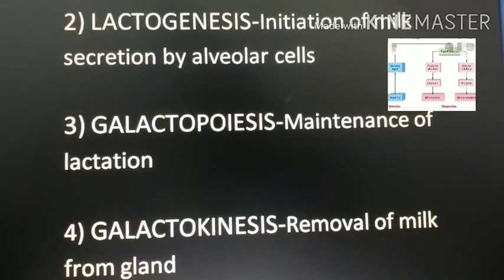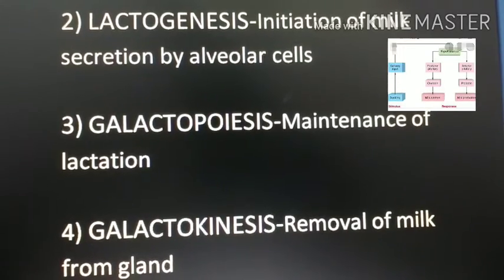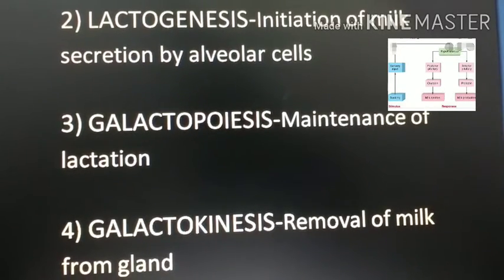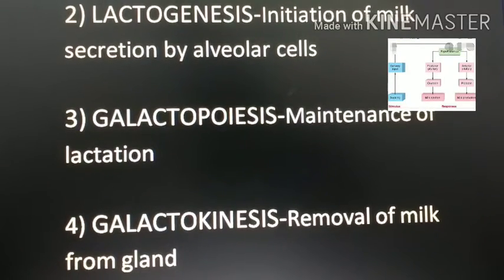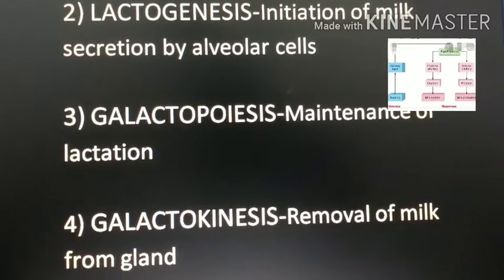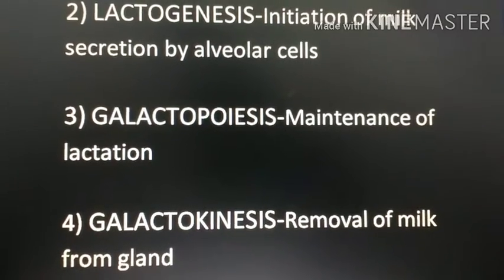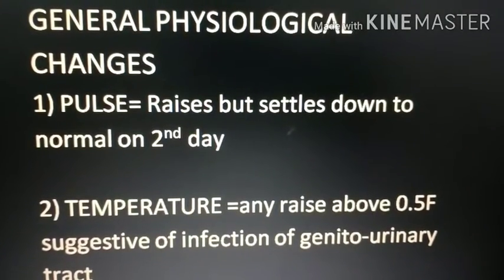That is initiation of milk secretion by the alveolar cells. Third is galactopoiesis, that is maintenance of lactation occurs. Fourth is galactokinesis, removal of milk from the gland occurs. Next is general physiological changes.